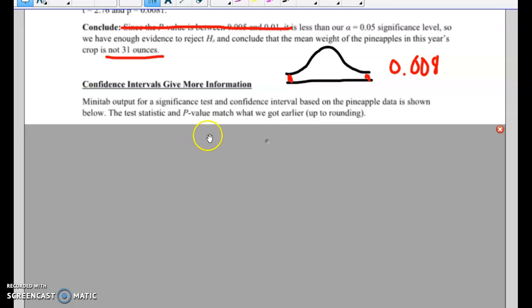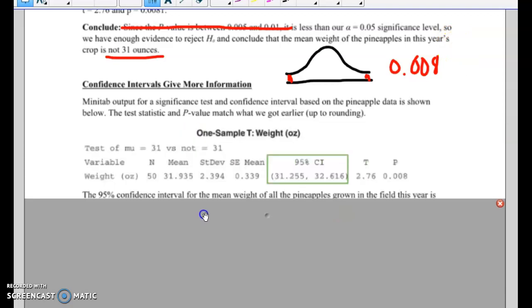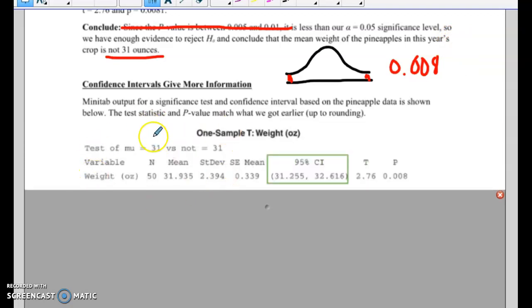And here, one is done for us. Here's another Minitab computer output for a significance test and a confidence interval based on this problem up here. So let's look. Here's my test, here's the p-value. We didn't spend a lot of time on printouts. I'll include some in the notes folders, but the p-value's right there. Here's my 95% confidence interval. And think about why 95.